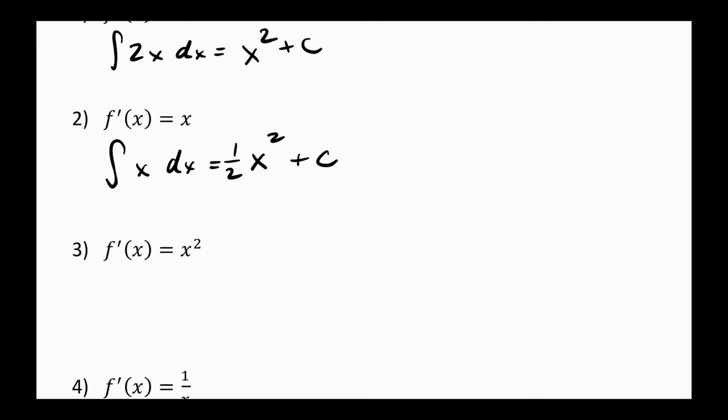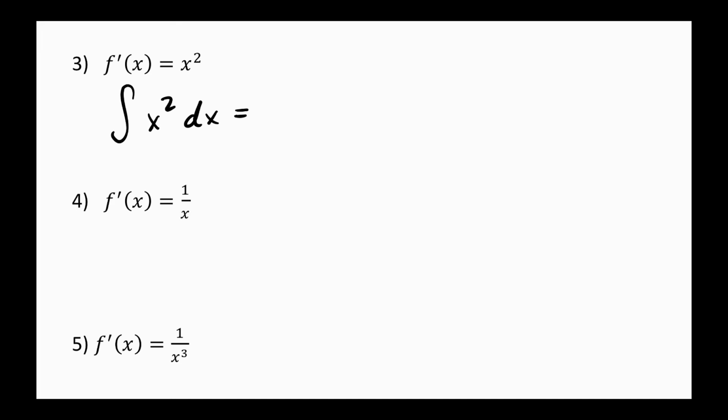X squared, what would x squared be? So what would the antiderivative of x squared be? What do I do? What's the first thing I do to the power? Add 1. So it's going to be x cubed. And then what's the second thing I do? Divide by the new power.